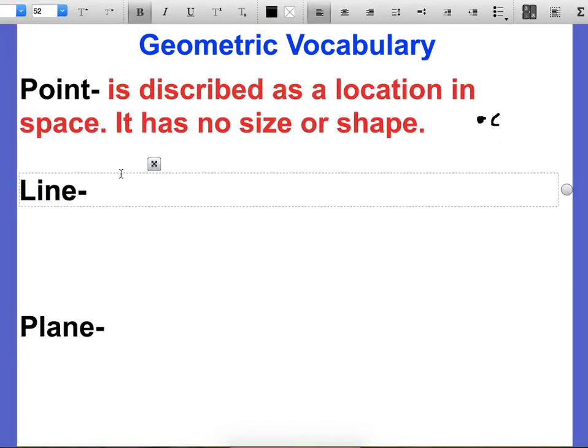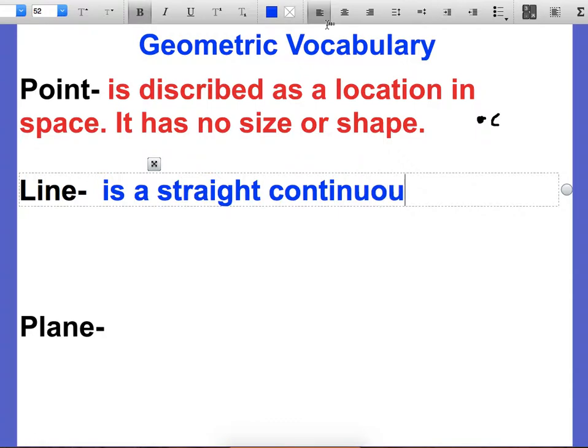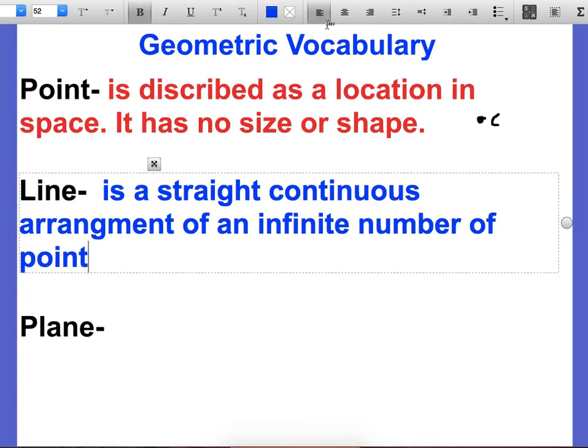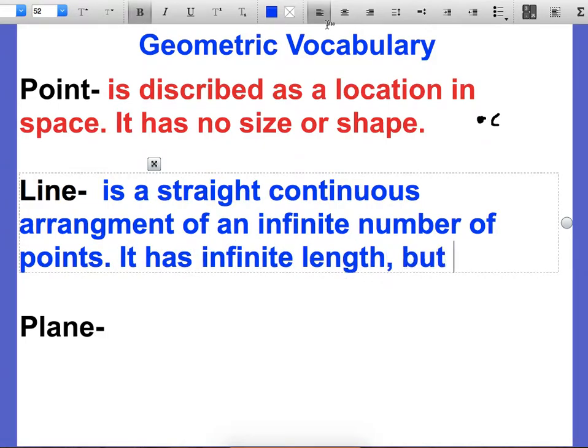Let's look at line. All right, so line is a straight, continuous arrangement of an infinite number of points. It has infinite length, but no width.